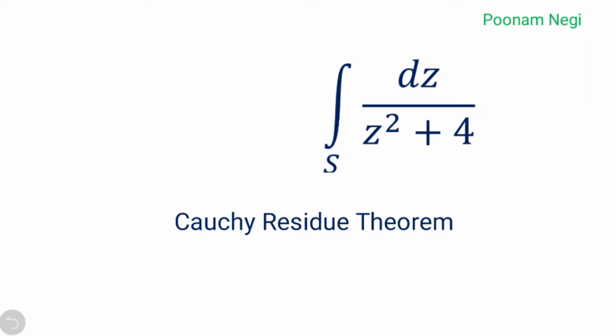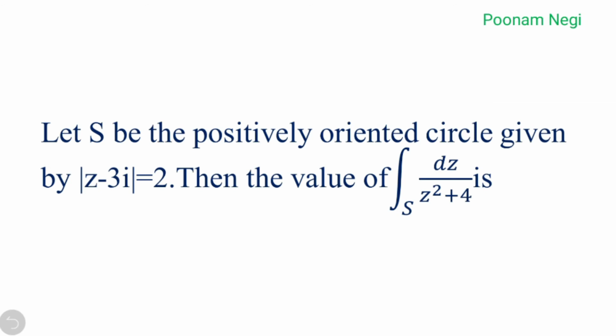Hello students, let's try to evaluate this integral by evaluating the residue of the given problem. Let S be the positively oriented circle given by mod of z minus 3i equals 2. Then we have to evaluate the value of the integral of 1 upon z squared plus 4 dz.